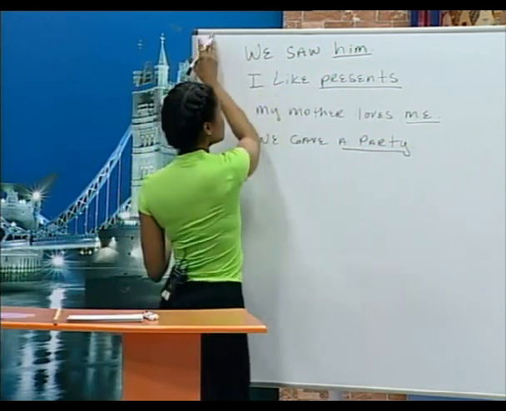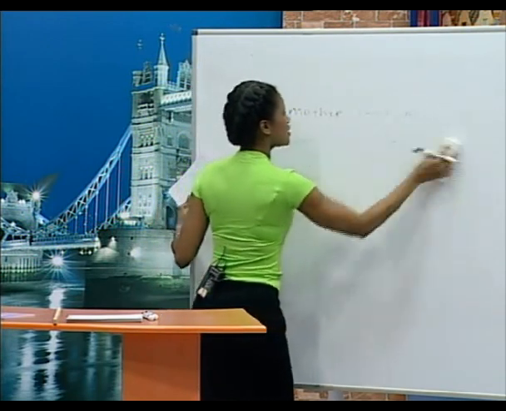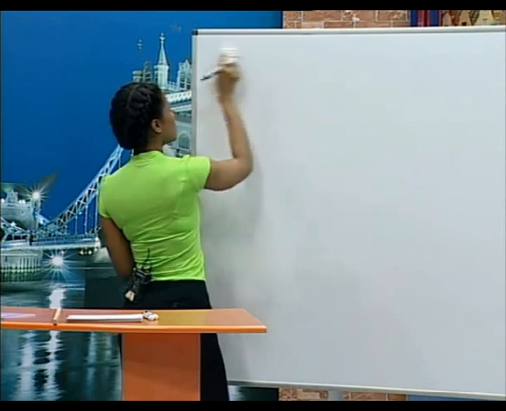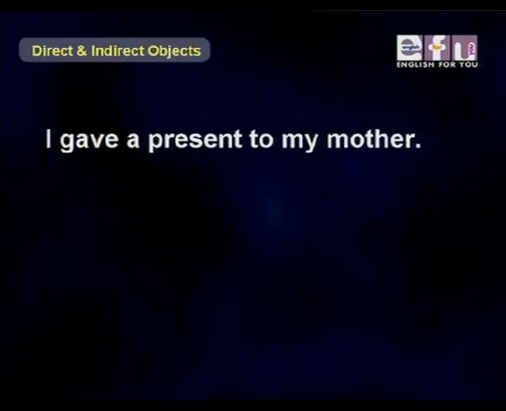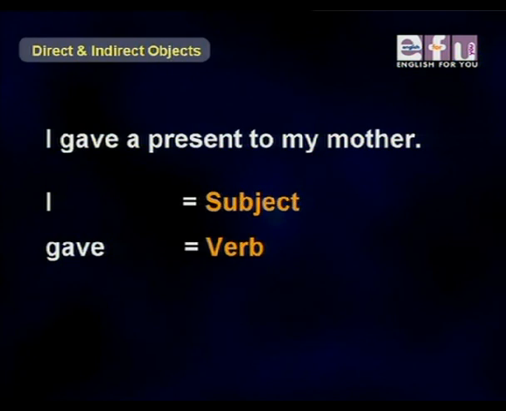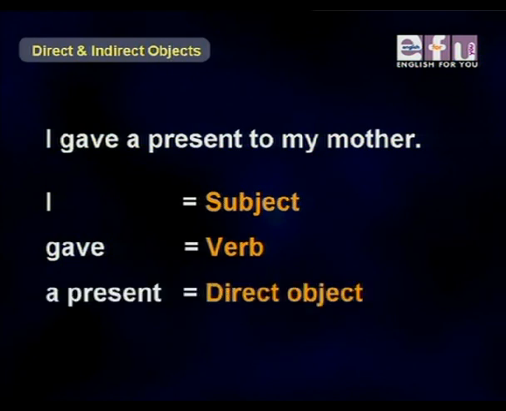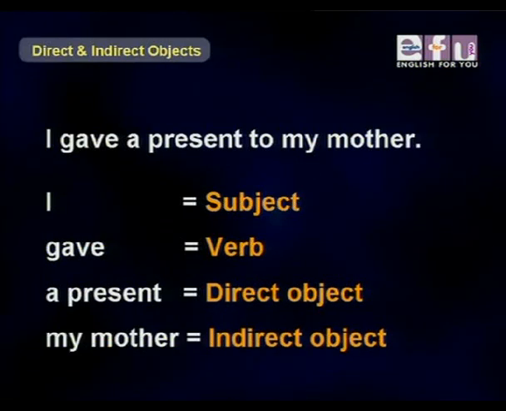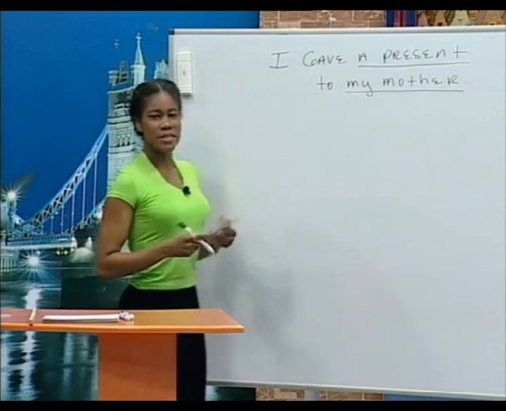Here is a sentence with both a direct object and an indirect object so that you can understand the difference. I gave a present to my mother. The subject is easy. I. The verb is gave. But we have two objects. Gave what? A present. So this has to be the direct object. But who did we give the present to? My mother. Now we have an indirect object. All right, let's try another example.